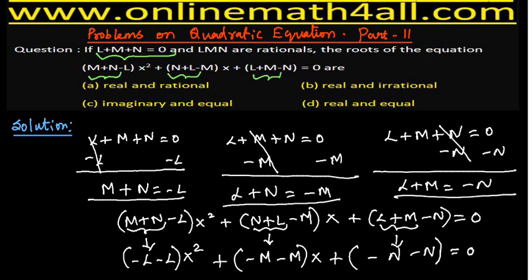Okay, so we decide the roots are real and rational. So option A is correct. Roots are real and rational. So when we see a problem like (m positive n negative l) times x square, when we see the coefficient of x square, the coefficient of x and the constant term, in each of these we have three terms, m, n, l. So when we see the problem, immediately we may think it will be a little bit difficult to solve.